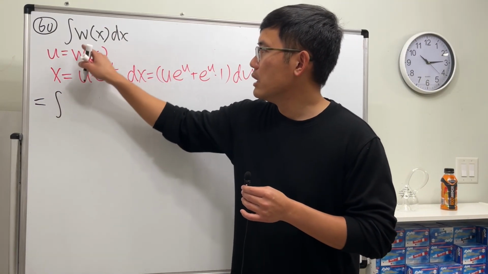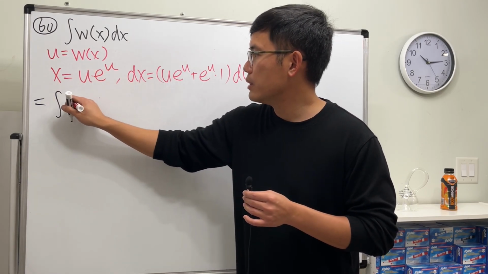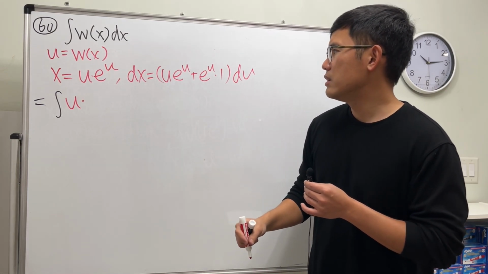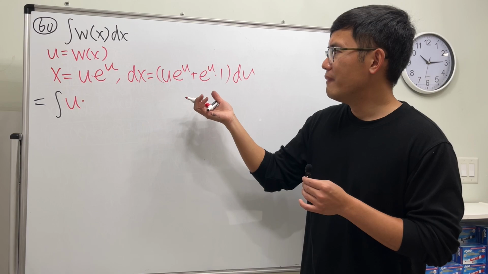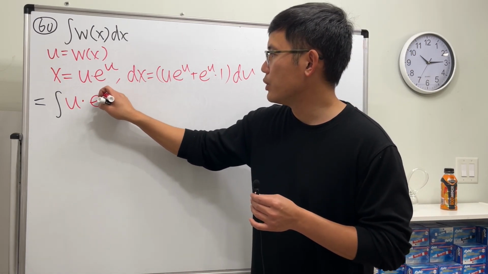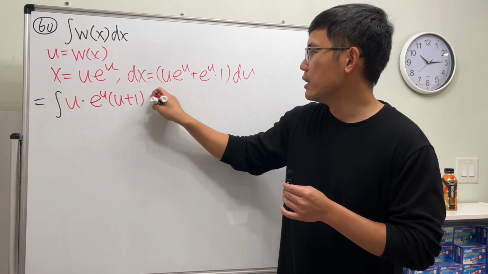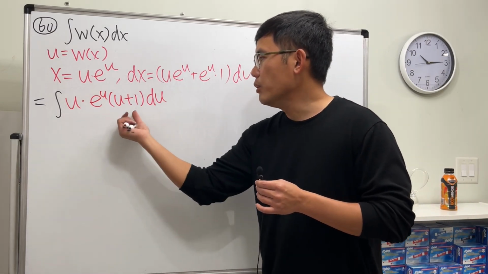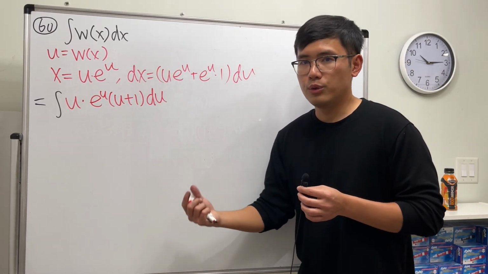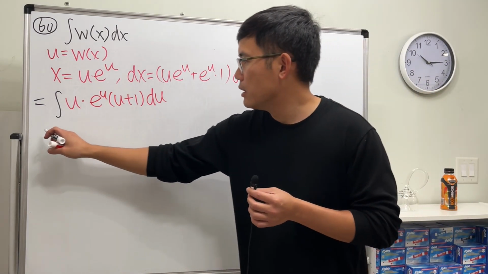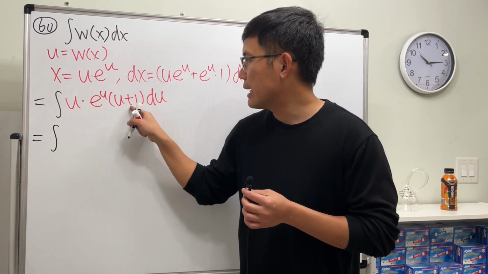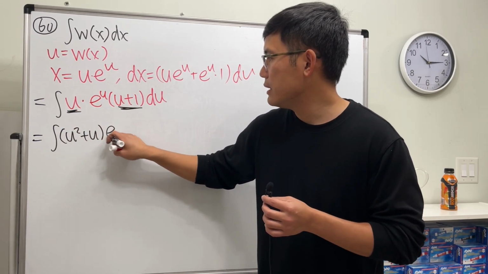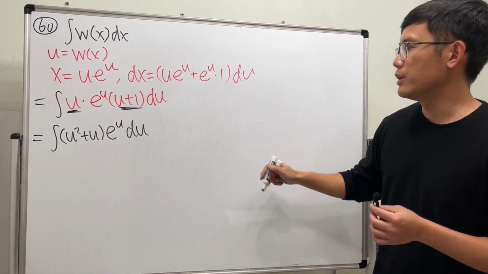Here we have the integral. W is u, and then dx is all these things. So I will just multiply, and I think I would really factor out e to the u. So we have e to the u times u plus 1 du like this. And now this is just a polynomial times e to the something, right? We can do integration by parts. But before that, let me just clean things up one more time. This times this, which is u squared plus u, and then we have e to the u du. Now let's go ahead and do the integration by parts.